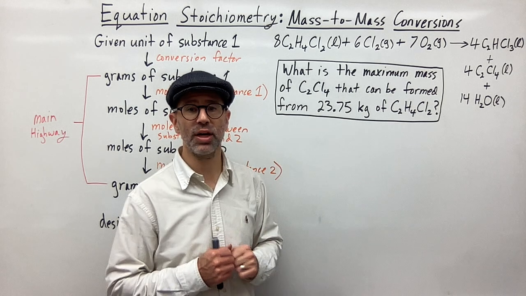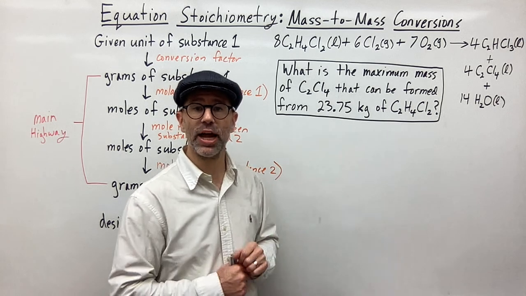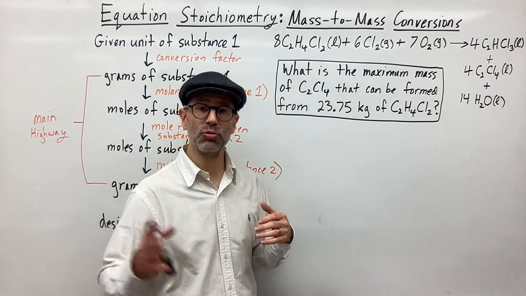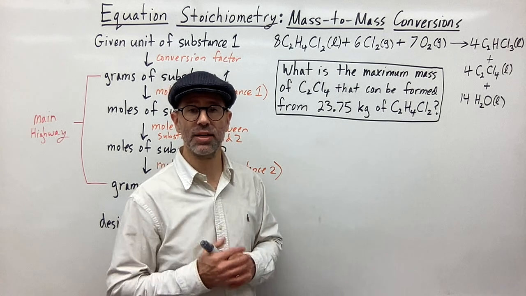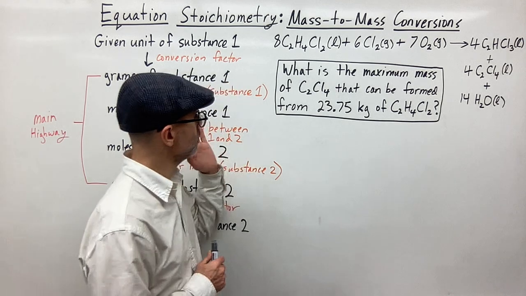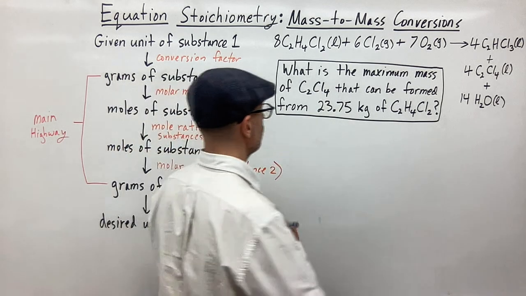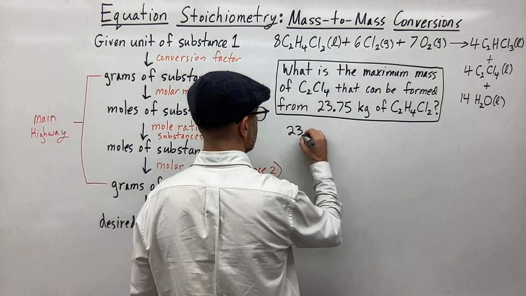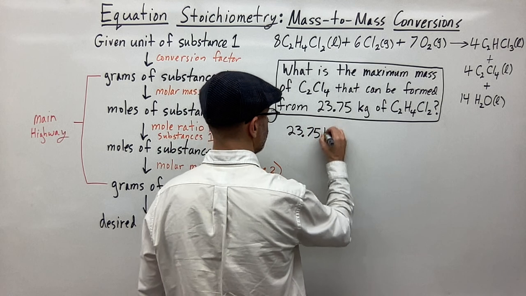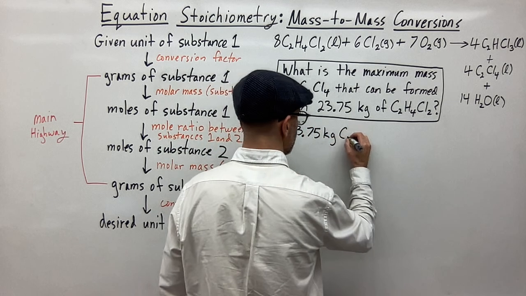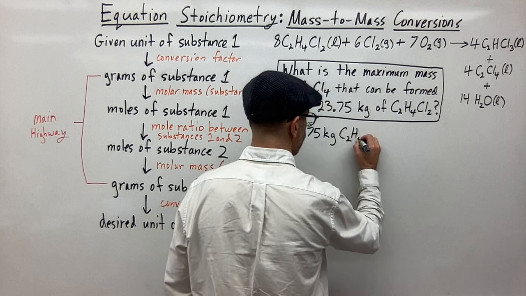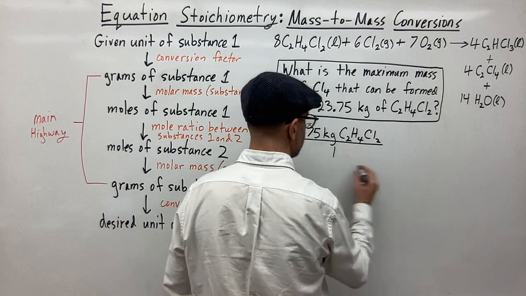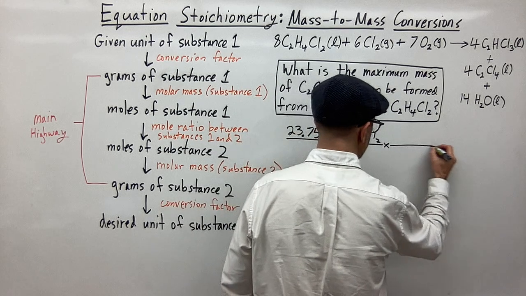Okay, so they're giving us kilograms and we want to get to a mass. They're not telling us what unit, so we might as well convert to kilograms. Since they're giving us kilograms of a substance, we might as well convert to kilograms to keep it the same. So we're going to start with the amount of substance they give us: 23.75 kilograms of C2H4Cl2. And we're going to put that over 1, and we're going to start with the conversion factors.